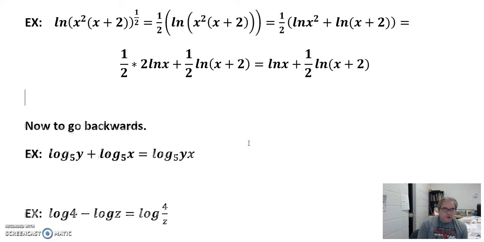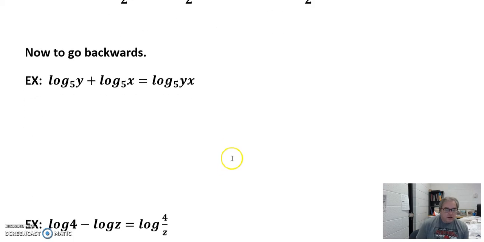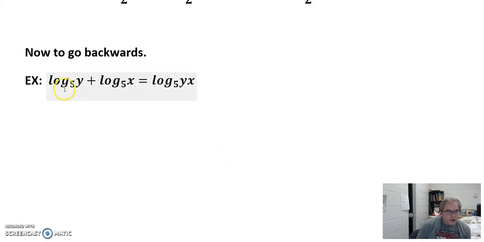Now, the next part is to go backwards. And sometimes the problems will say, write these as a single logarithm. So now I'm going to take this, which is log base 5 of y plus log base 5 of x. They're separated by addition. Well, I can go backwards with property 1 and rewrite that as log base 5 of y times x.